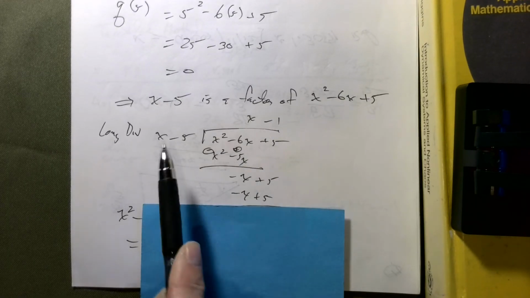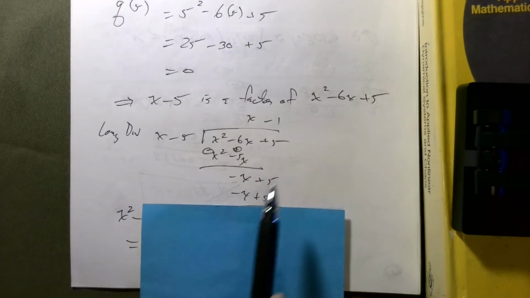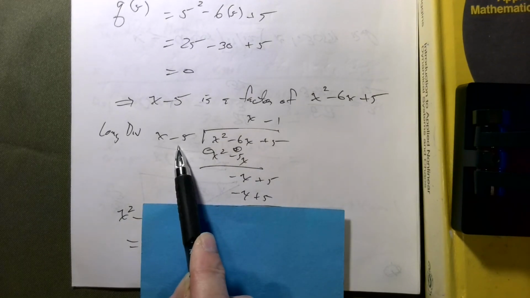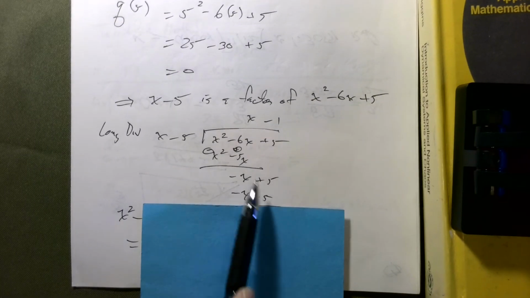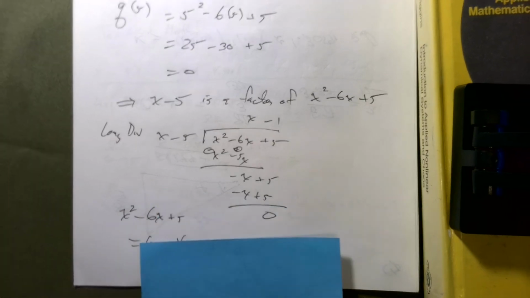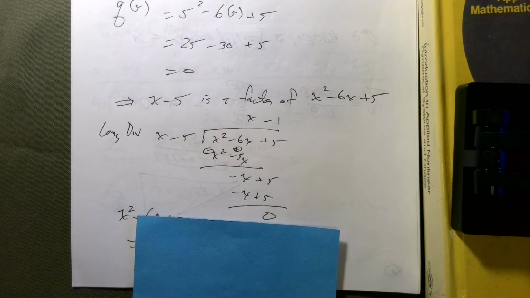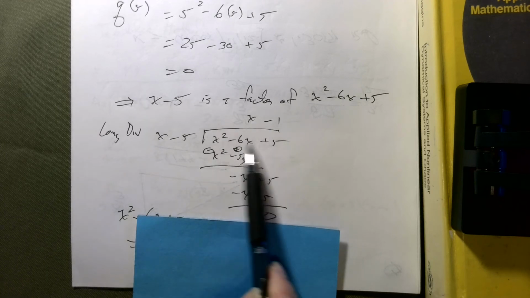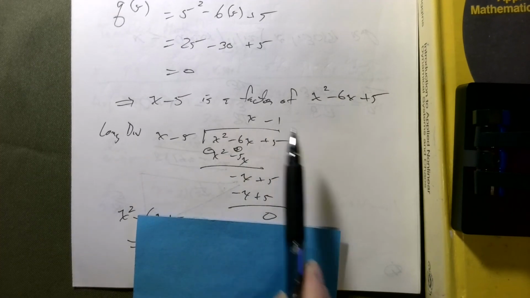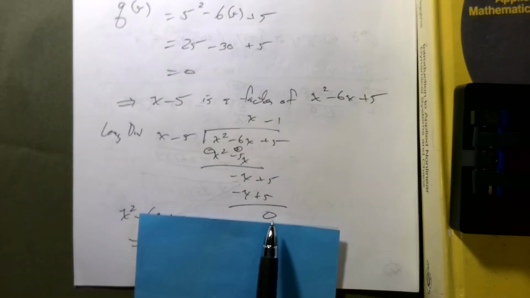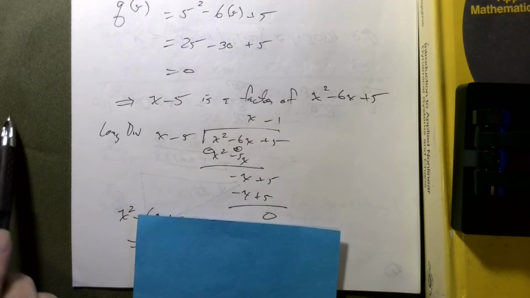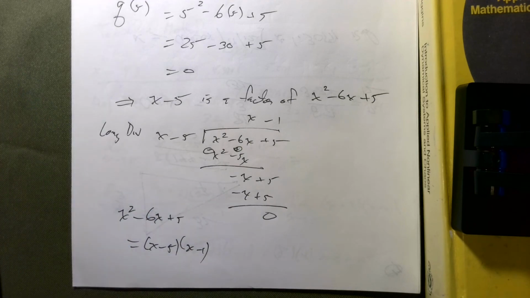So this times negative x gives me a negative x. Minus 1 times minus 5 is a positive 5. Subtract. And you get a remainder of 0. What does this mean? It means this can be written as this times this with a remainder of 0. In other words, this divides into this. There's no remainder.